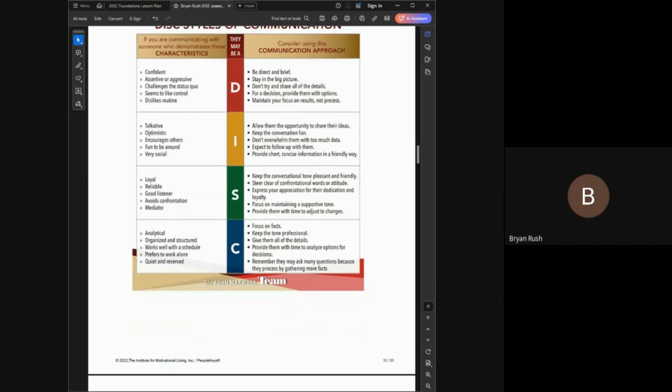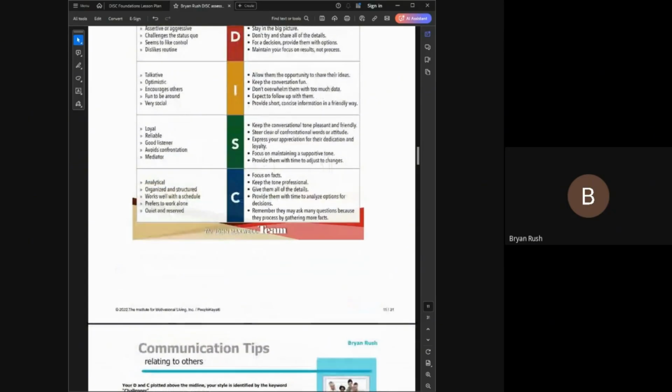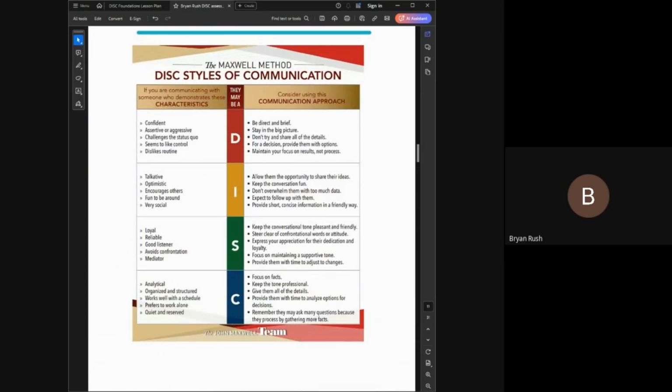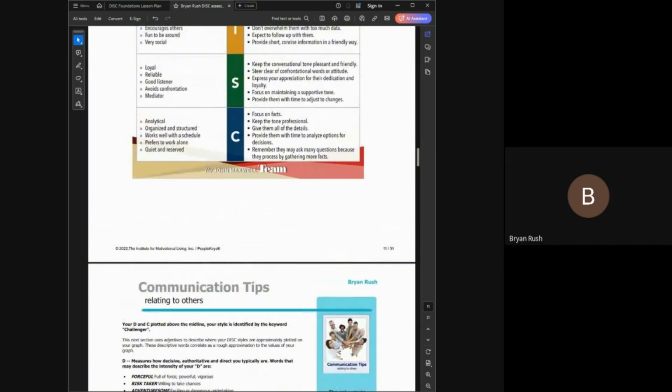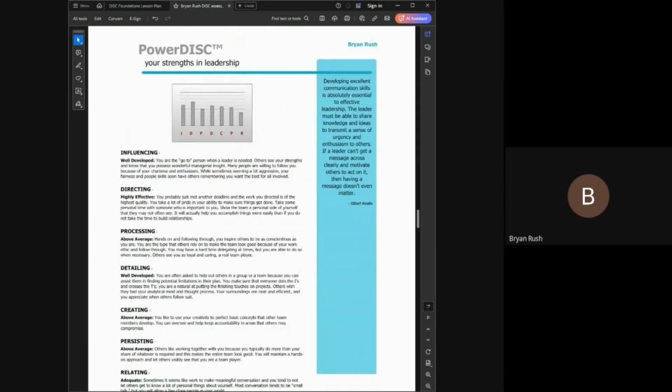One of the things that we tell people in our Team Builders Academy training, you don't have to change your values or your morals, but you should be willing to change your communications approach in order to connect with people well. So let's move on to page 17. Let's talk superpowers. So this one is called Power Disc.